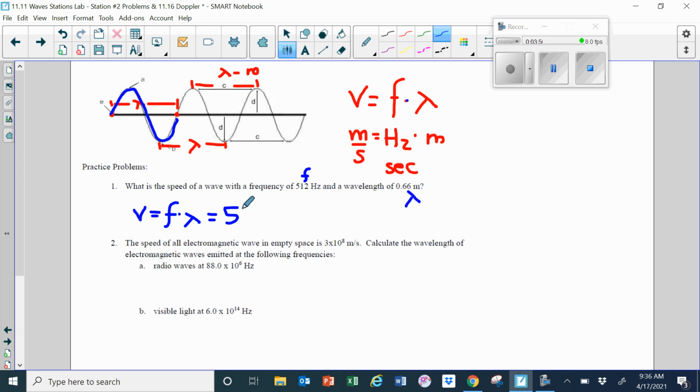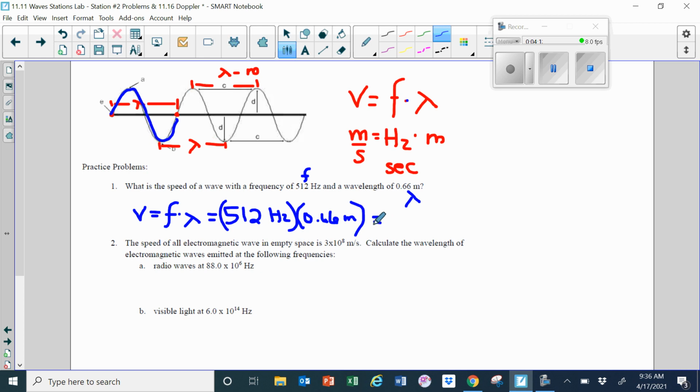512 hertz. So this is very straightforward, right? Times 0.66 meters. And if you do that, do the math.